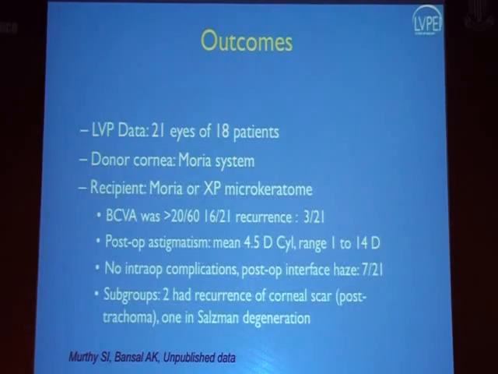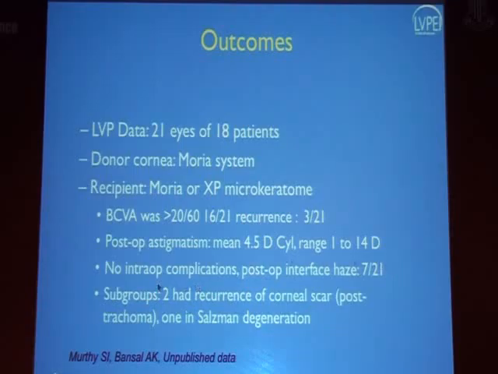Initially, we had the HP microkeratome which we used for the recipient cornea, and then when we got the Moria system, we used the Moria for the donor cornea, and we had the XP or the Moria for the recipient cornea. So the results in our hands were reasonably good outcomes. We had 20/60 or better in most of the patients, about 80% of our cohort. But the main problem that we saw with our cases was that the mean postoperative astigmatism was very high. So although the mean was 4.5, the range was as high as up to 14 diopters of astigmatism.